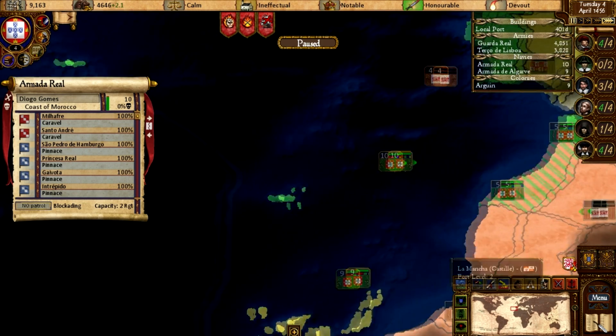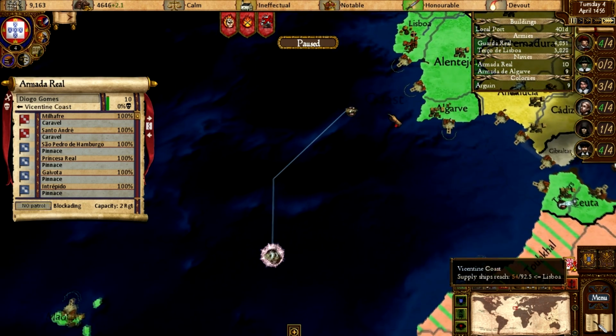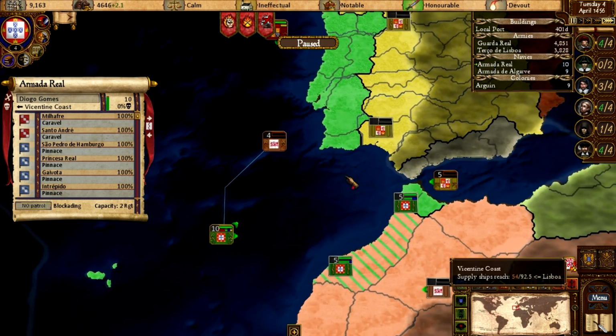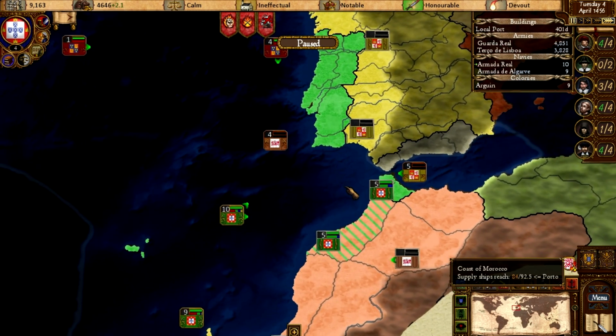And now I've also found out that they are blockading my provinces. And this brings us to the end of this first preview.